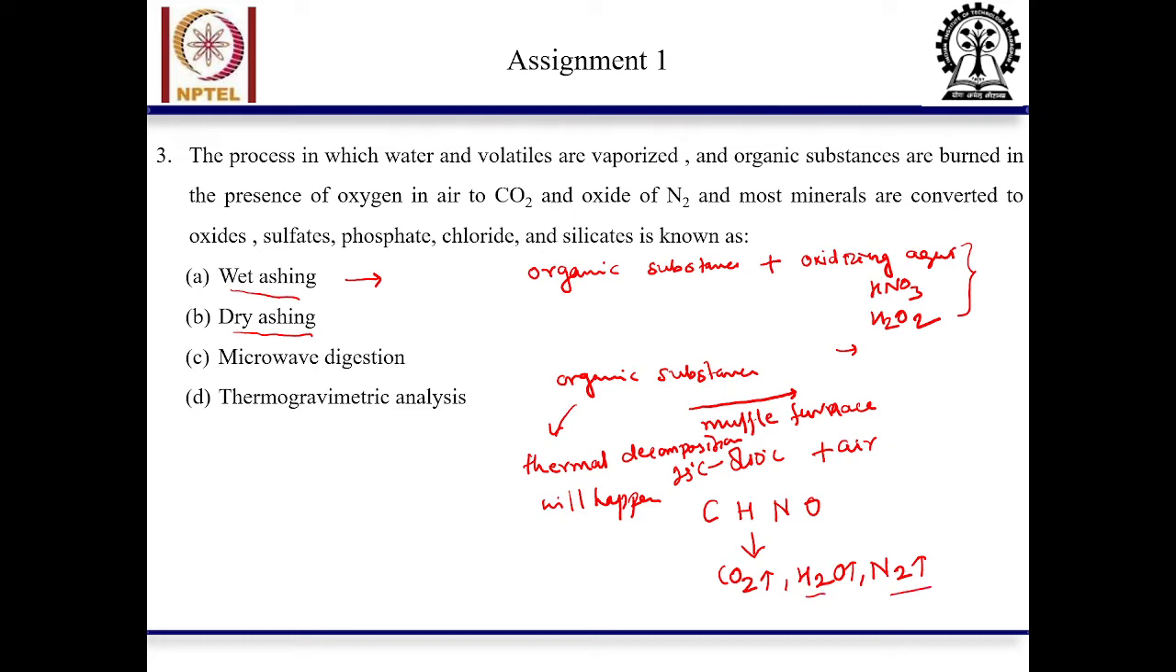Another thing: when we heat a mineral, like an ore, thermal decomposition will happen and it will form compounds that are stable at high temperature, basically oxides, sulfates, phosphates, chlorides and silicates. The answer is dry ashing.